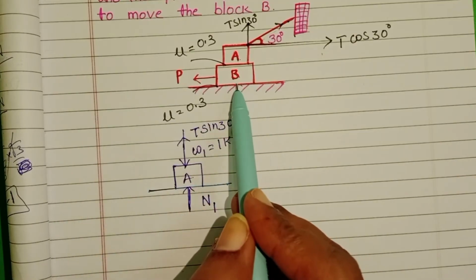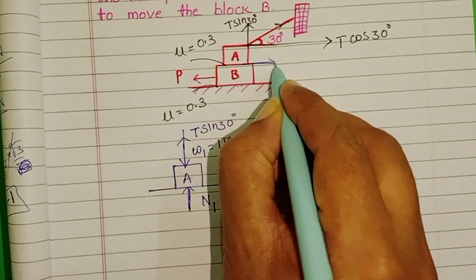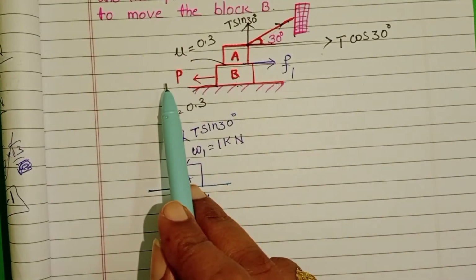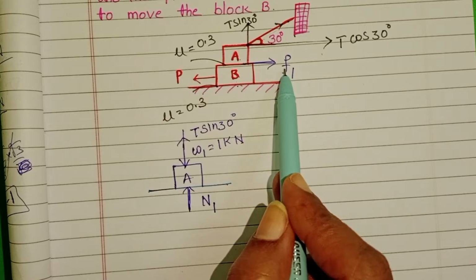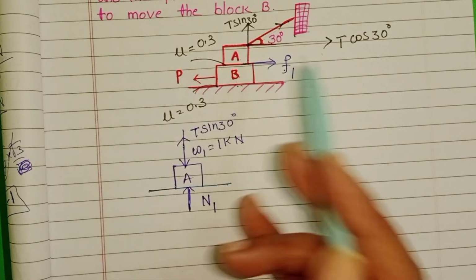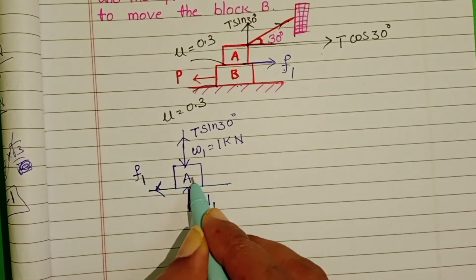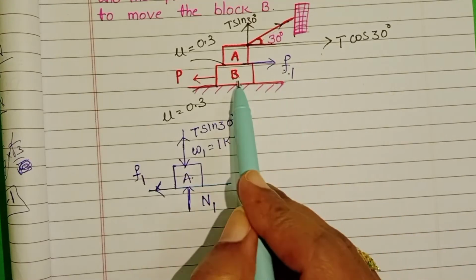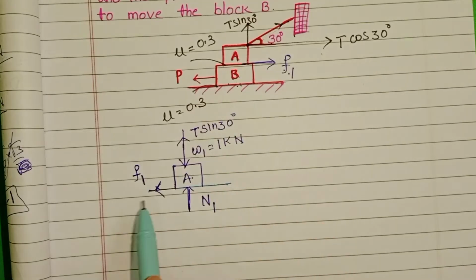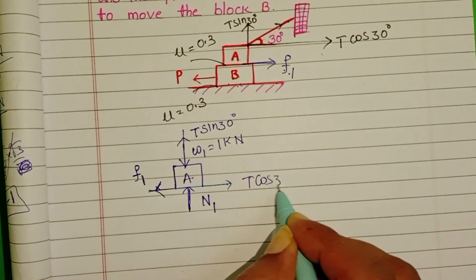And now, whenever block B is pulled, a frictional force acts here. We know Newton's third law of motion, action and reaction. So, due to this frictional force, an equal force is exerted on A in the opposite direction. This is the direction of the frictional force acting on block A. F1 acts on B, and due to that, a reaction force acts on A. And the horizontal force is T cos 30.